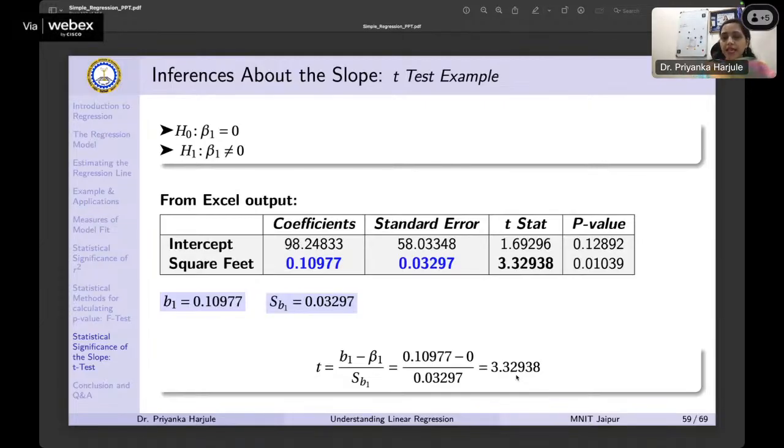And this test is a two-tailed test, because we are not saying that the hypothesized slope is greater than 0 or less than 0, we are just saying that it is different from 0. So this is a two-tailed test. This matters in the t-test because the value of t that we need to find out from the table depends on whether your test is a two-tailed or a one-tailed test, okay.